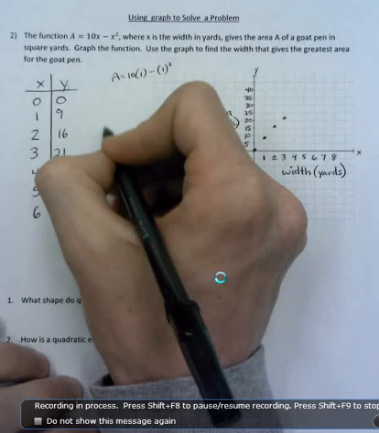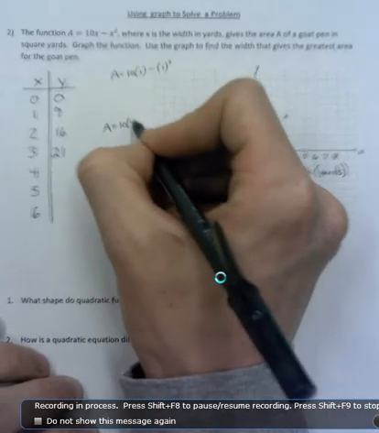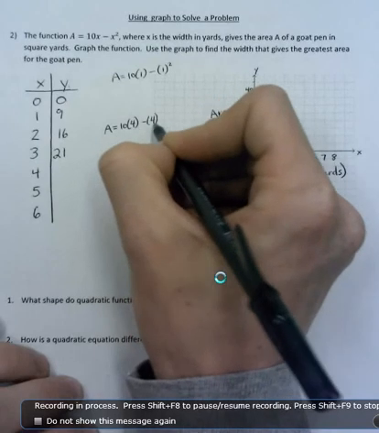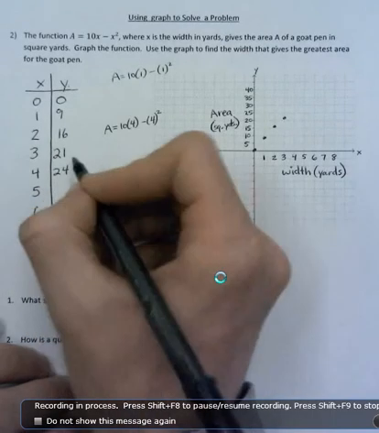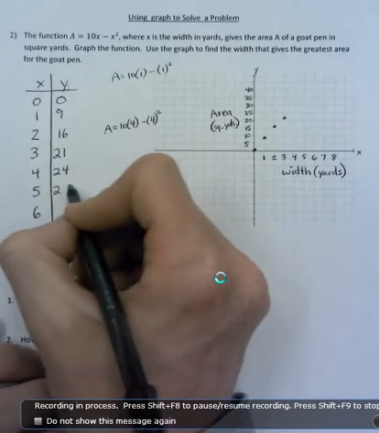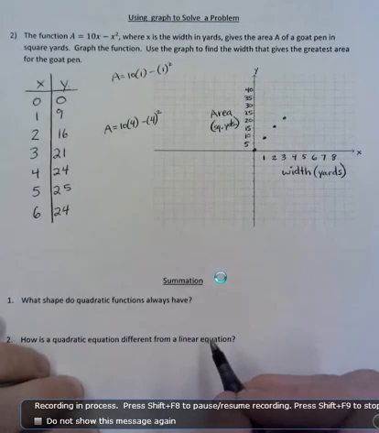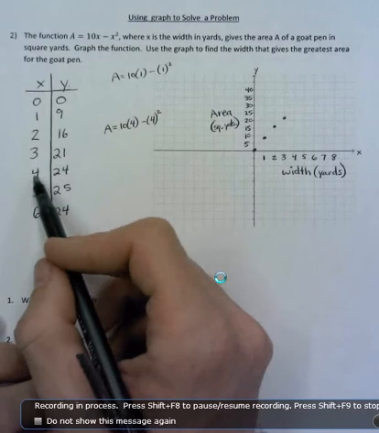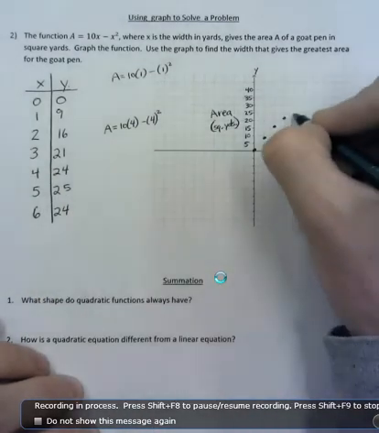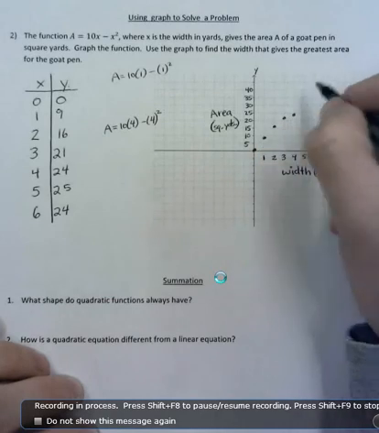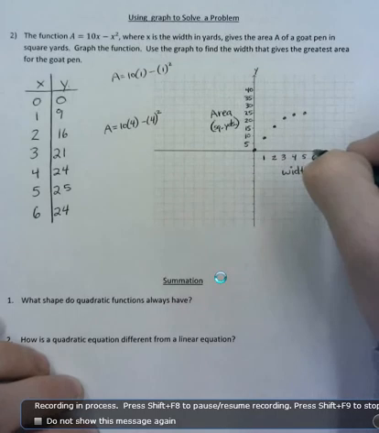Let's try by plugging in 4. Our area is equal to 10 times 4 minus 4 squared. What is that? 40 minus 16 is 24. Plug in 5, it's going to give us 25. Plug in 6, it's also going to give us 24. Now let's see what happens. (4, 24), something like that. (5, 25) is something like that. (6, 24) is something like that.